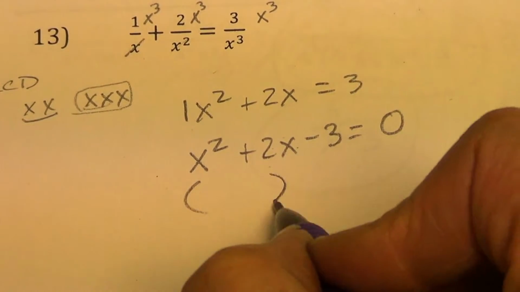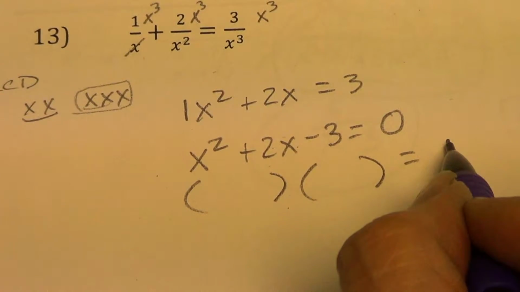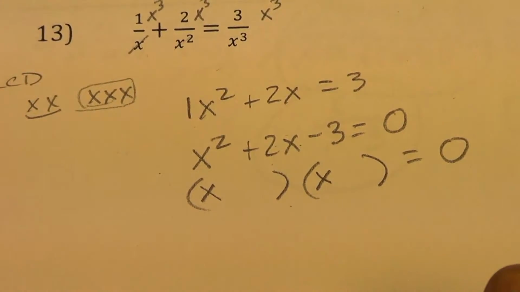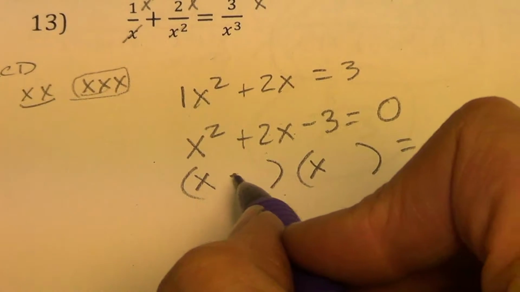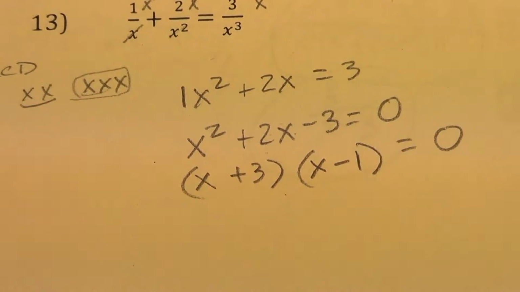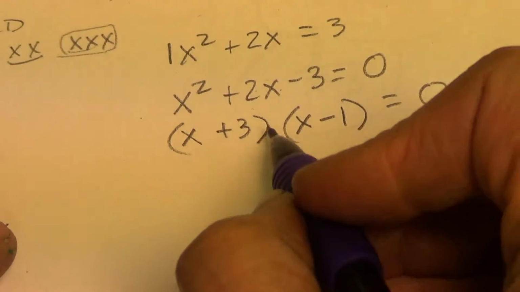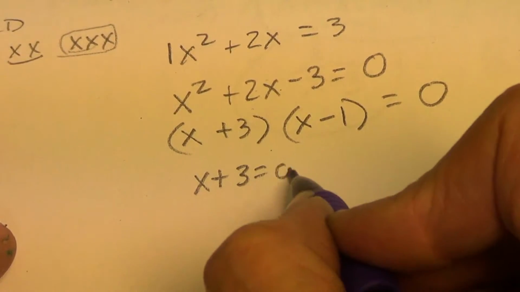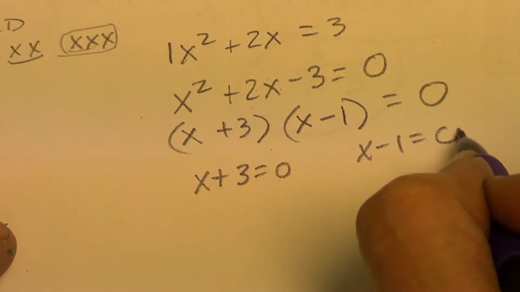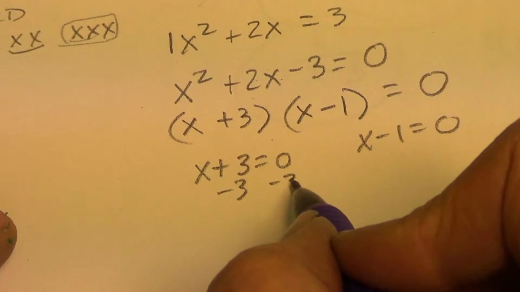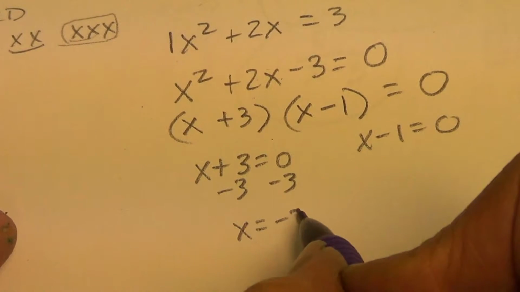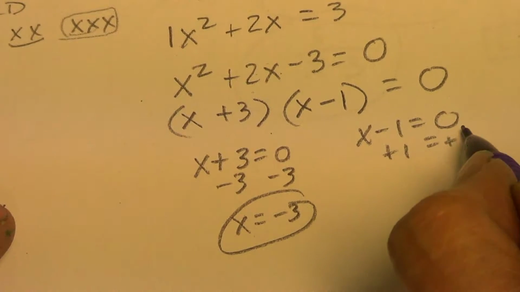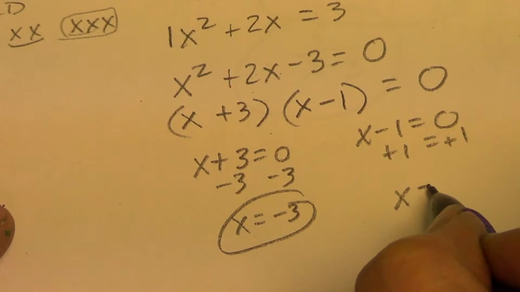Okay, so what two factors? You could play the x game right there. What two factors multiply to be negative 3 and add to be 2 would be x plus 3 and x minus 1. So at this point, we set each of those to 0, zero product property. Subtract 3 from each side. x equals negative 3. Add 1 to each side. And we have x equals 1.